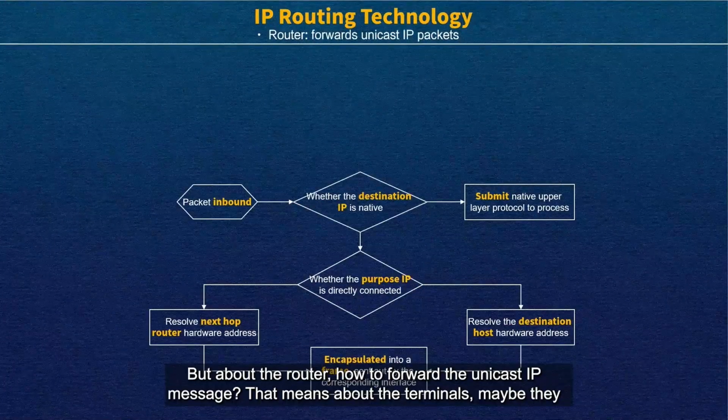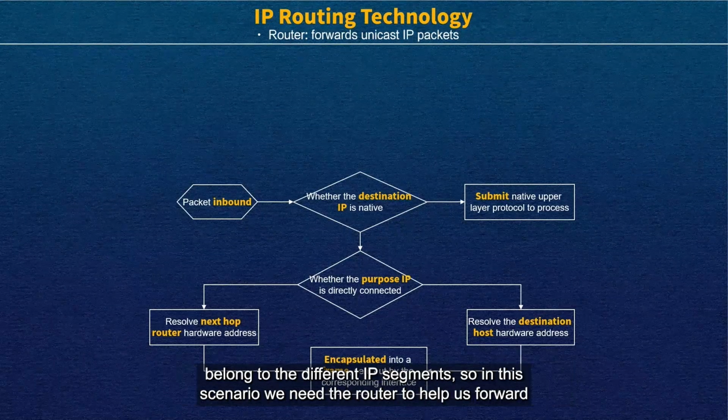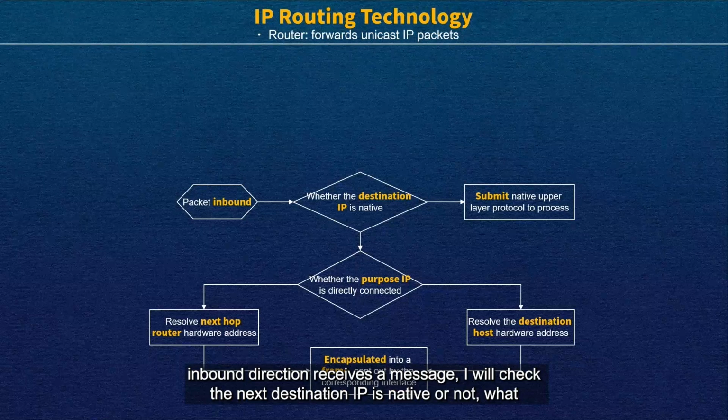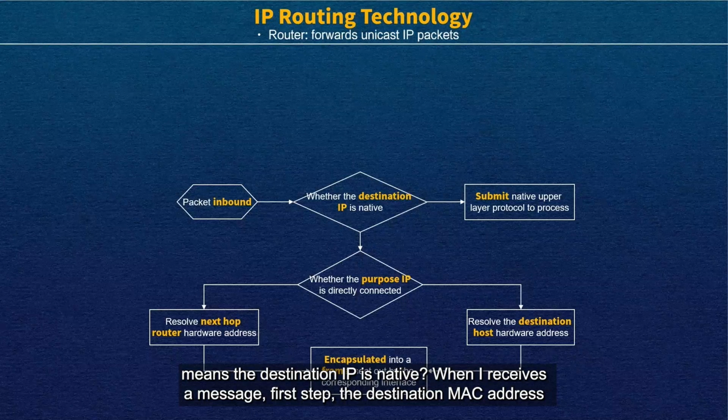But about the router, how does it forward a unicast IP message? Maybe the terminals belong to different IP segments. So in this scenario, we need the router to help us forward the message out. Let's see the detailed process. First, if the router's inbound direction receives a message, I will check whether the destination IP is native or not. What does it mean for the destination IP to be native?